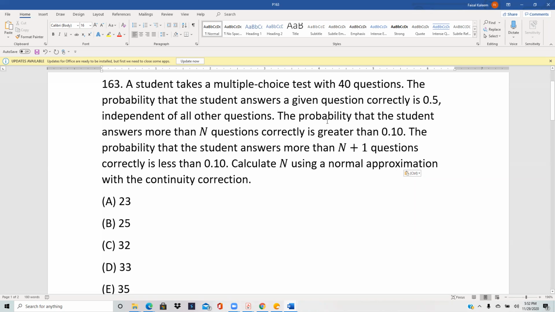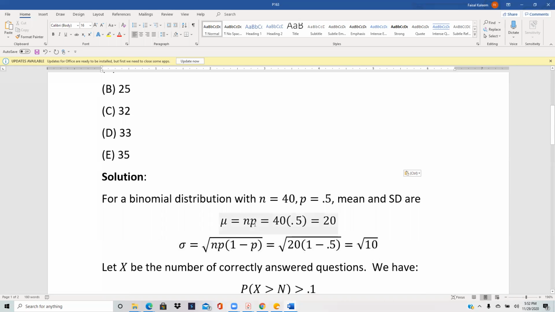So this is binomial with n equals 40 and p equals 0.5. So you know that the mean is np, which would be 40 times 0.5, that's 20. And the standard deviation is the square root of np times 1 minus p. So that will be square root 10.